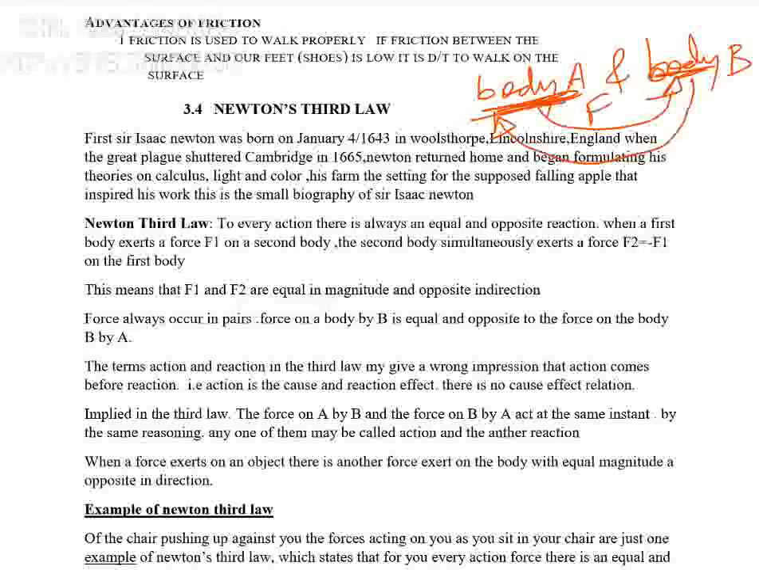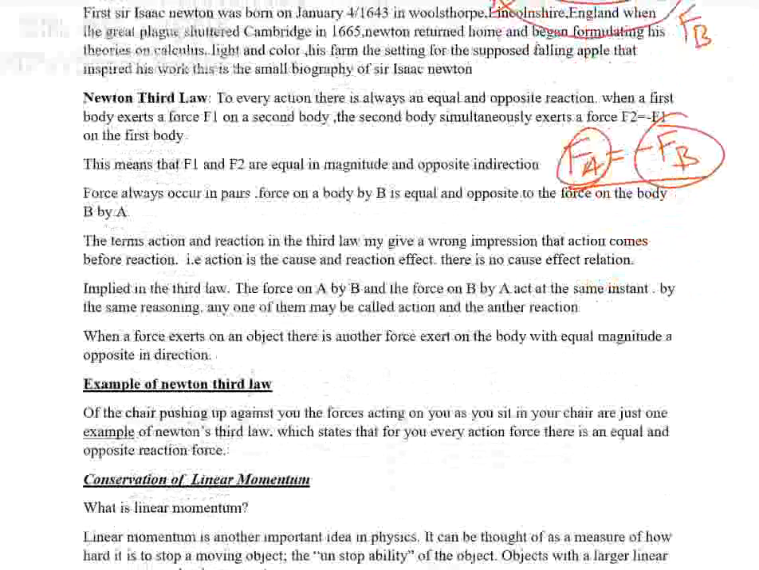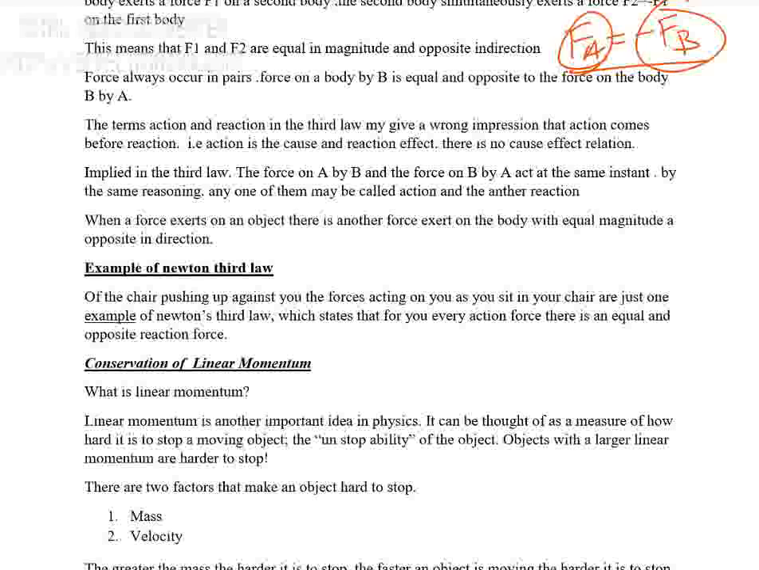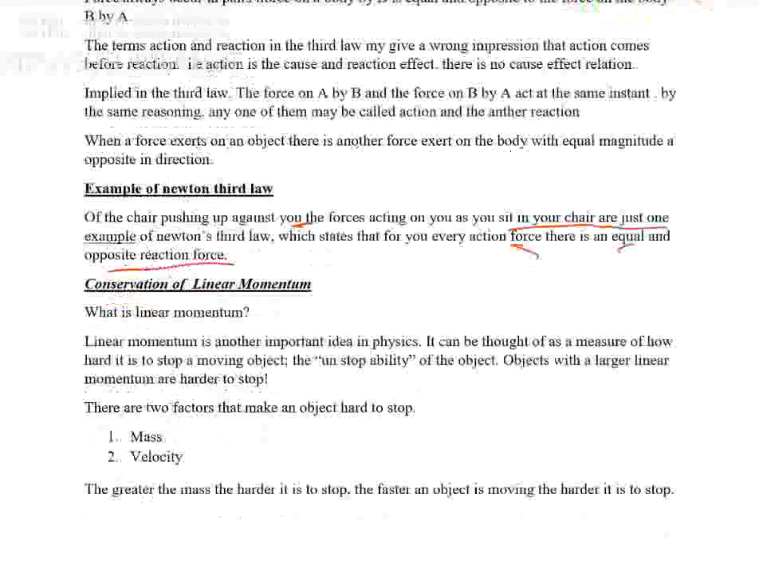And the force exerted by body A is FA, and the force exerted by body B is what? FB. And from this relation, since they are equal and opposite, FA is equivalent to minus of what? FB. This one is the action force, and this one is the reaction force. This one is Newton's third law. Examples of Newton's third law: the chair pushing up against you, the force acting on you as you sit in your chair, are just one example of Newton's third law, which states that for every action force, there is what? An equal and opposite reaction force.